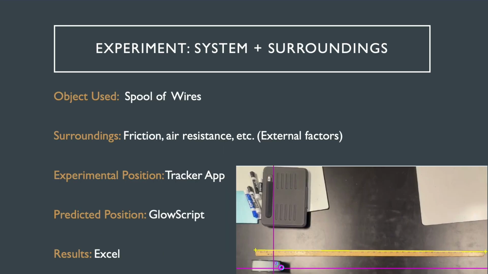So in our experiment, there is the system and then the system plus the surroundings. So we used a spool of wire, and the surroundings of this were friction, air resistance, etc. These are all external factors. So we used the tracker app to track the position and get all of our data points, and then we created a computational model through GlowScript, and then we put all of our results and graphed it in Excel.